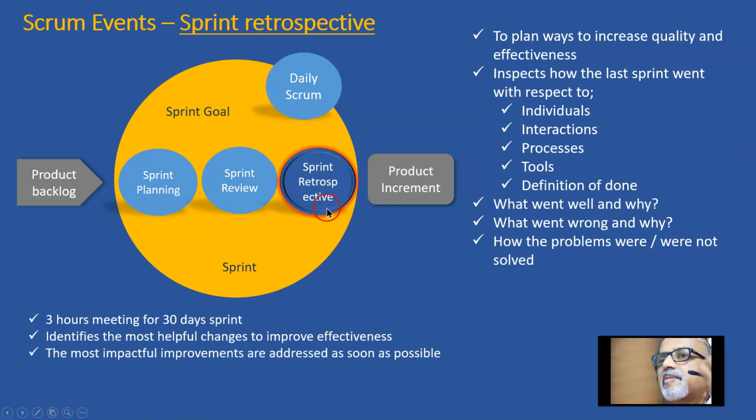Then comes the sprint retrospective. To plan ways to increase quality and effectiveness, the team inspects how the last sprint went with respect to individuals, interactions, processes, tools, and the definition of done. What went well and why, what went wrong and why, and how the problems were and were not solved. It is a 3-hour meeting for a 30 days sprint that identifies the most helpful changes to improve effectiveness. The most impactful improvements are addressed as soon as possible.